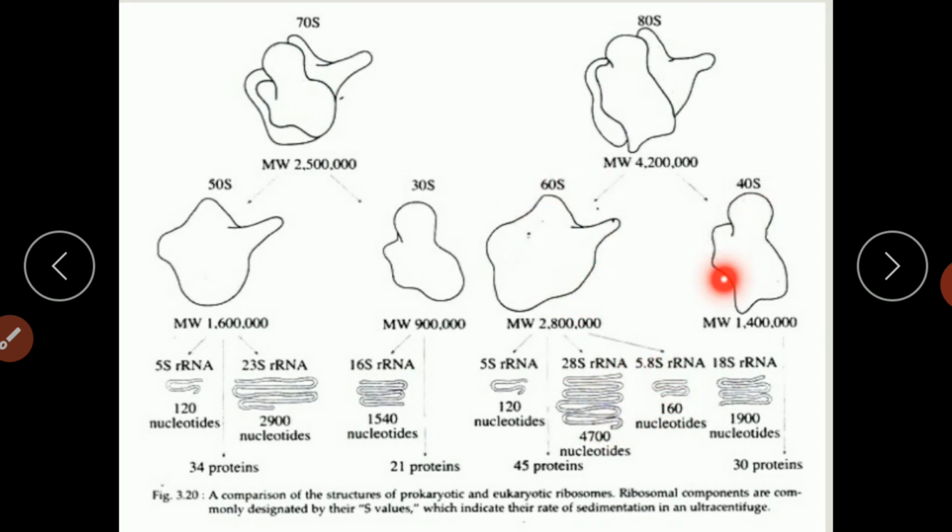The 40S smaller ribosomal subunit contains the 18S ribosomal RNA. So this 18S ribosomal RNA, when combined with 30 proteins, forms the 40S ribosome, that is the smaller subunit of the 80S ribosome. So this is the chemical content present in the ribosome. This is a very important point that you must remember.